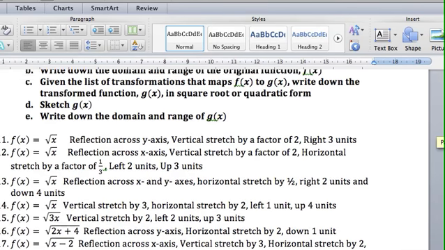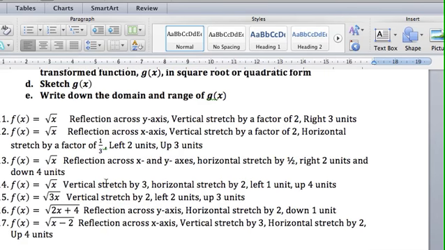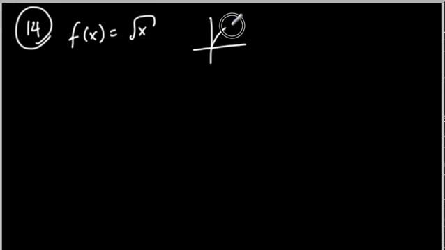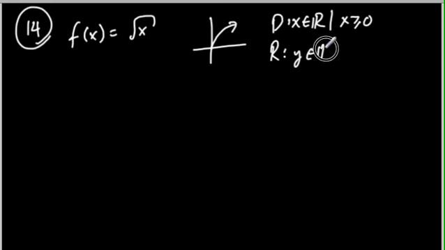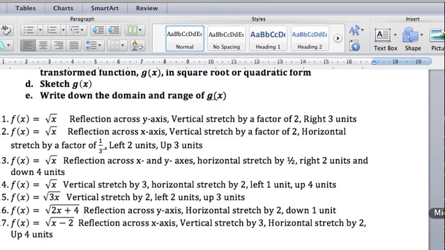Let me scroll down a bit. Number 14: vertical stretch by 3, horizontal stretch by 2, left 1, up 4. Okay, so here we go as usual. Nothing really fancy about this one. Let's do the transformation again.